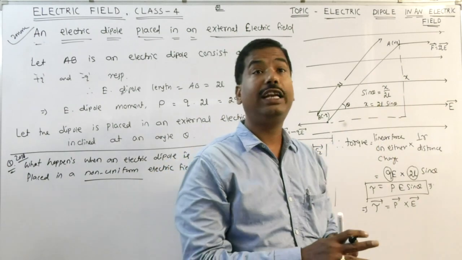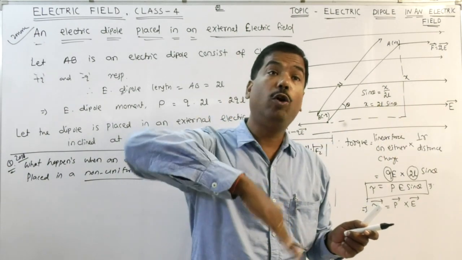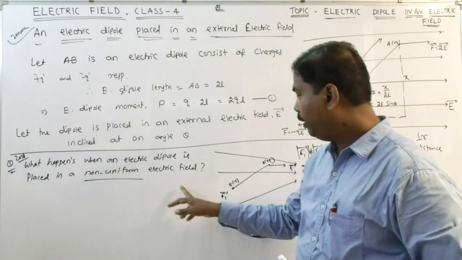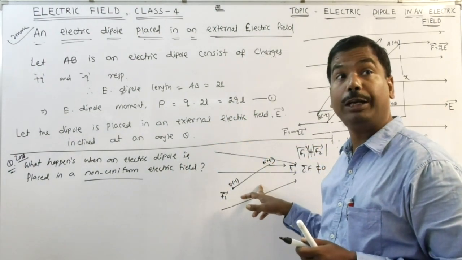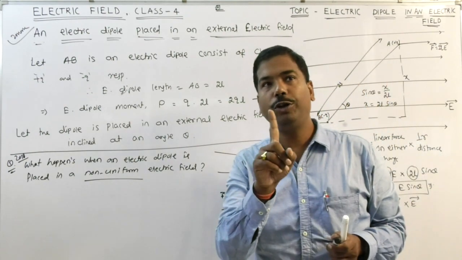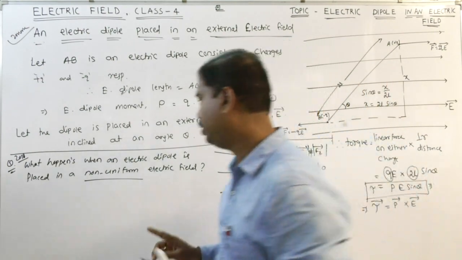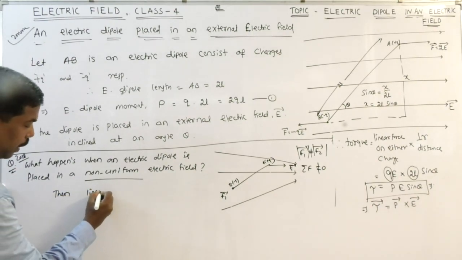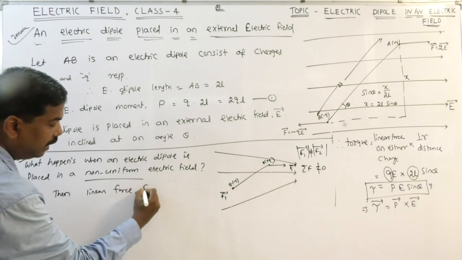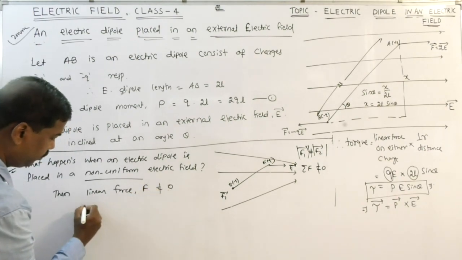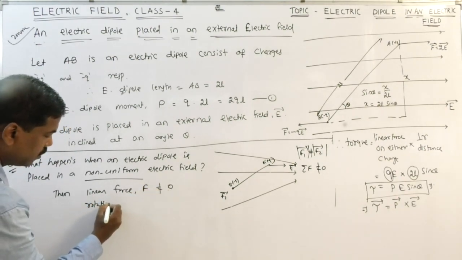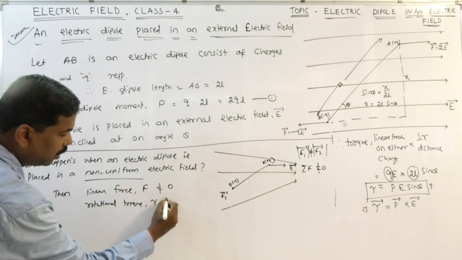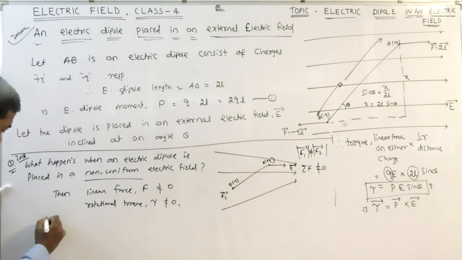So when the dipole is placed in a uniform electric field, it only deflects. It means only rotational motion. Net force is 0. While if the dipole is placed in a non-uniform electric field, force is not equal to 0 and torque is not equal to 0. It means linear force F is not equal to 0 and rotational torque is not equal to 0.